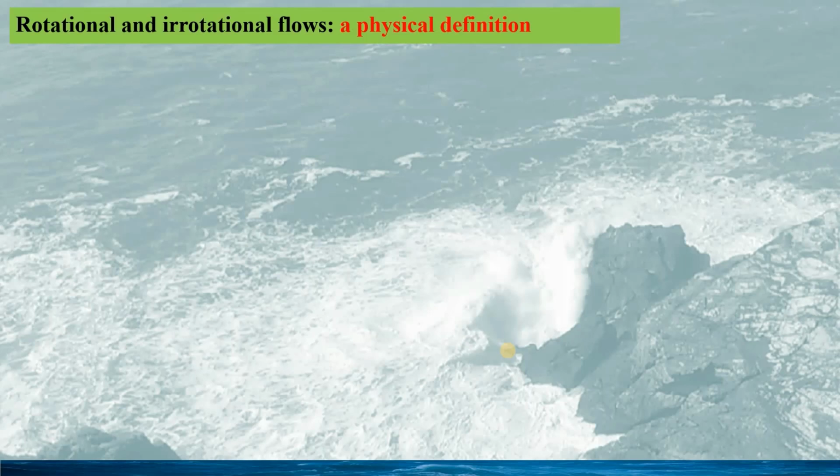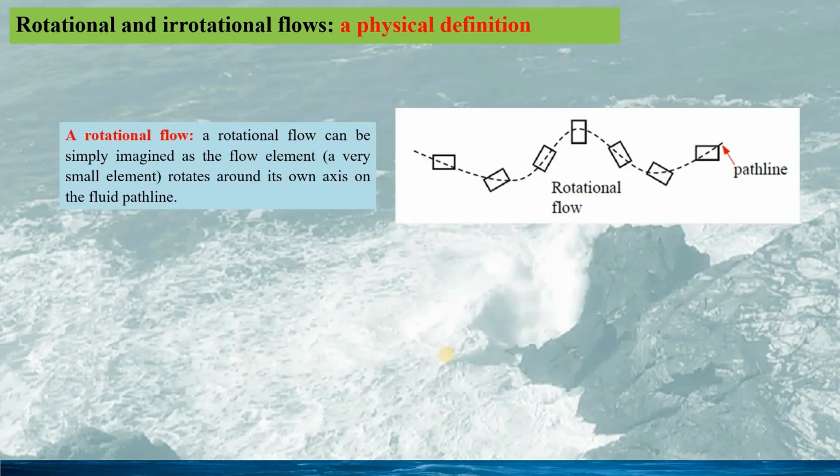Here, the physical definitions for the rotational and irrotational flows are given. Imagine a small fluid element, here the rectangle. When the fluid element moves in the fluid, following the fluid path, the dashed line here, a rotational flow can be understood that the fluid element rotates along its own axis when it moves along the path line, see here.